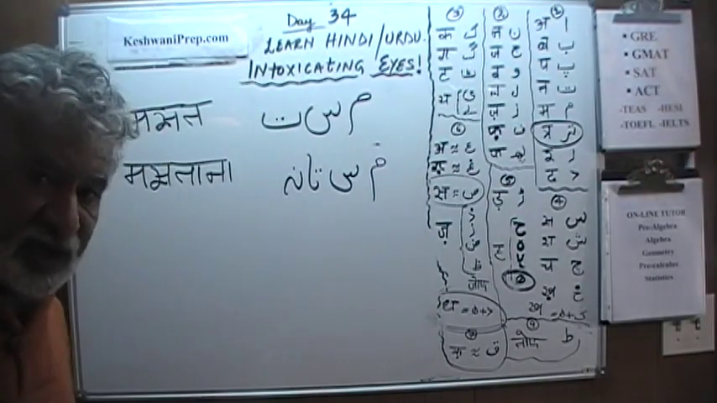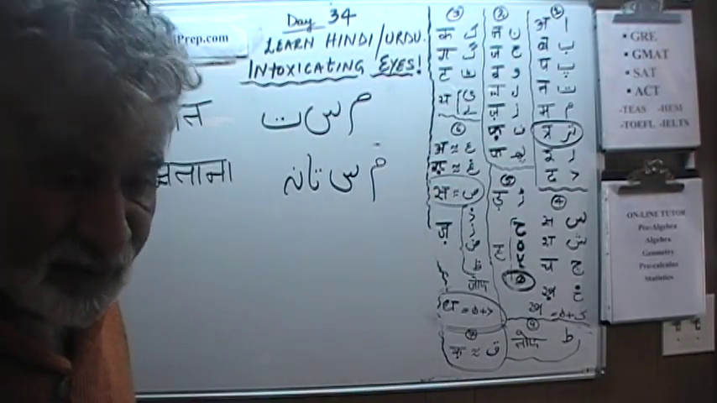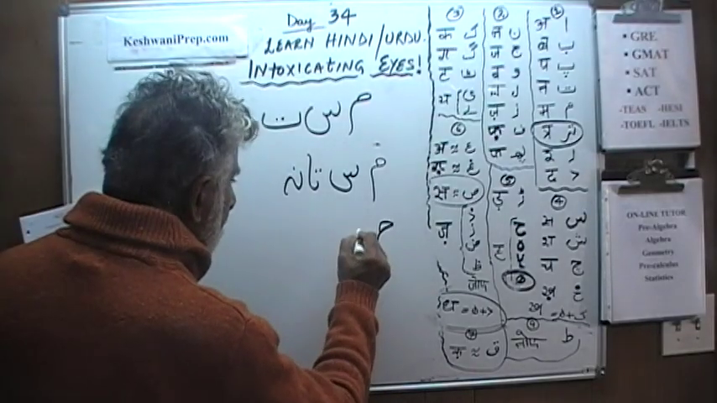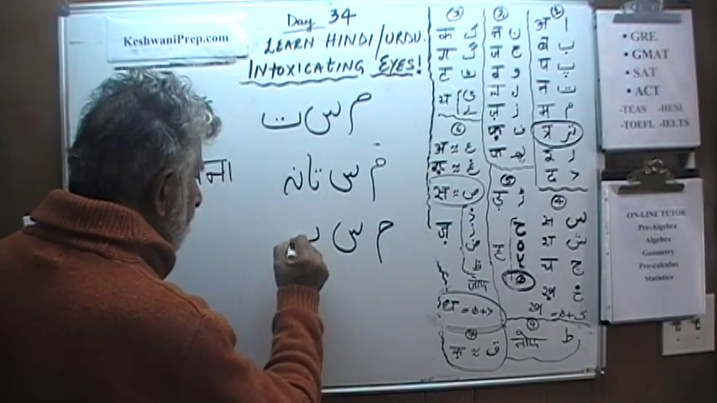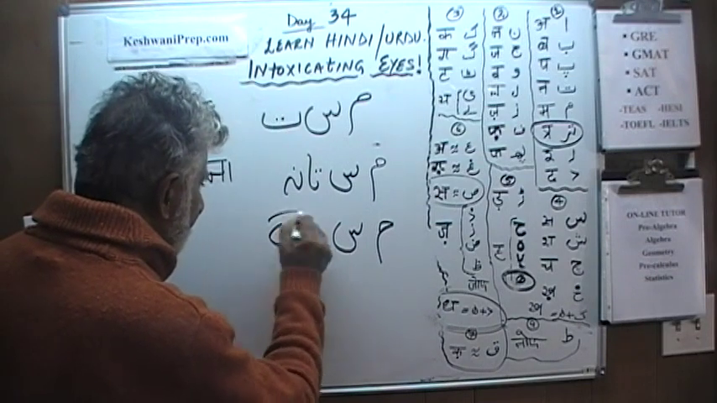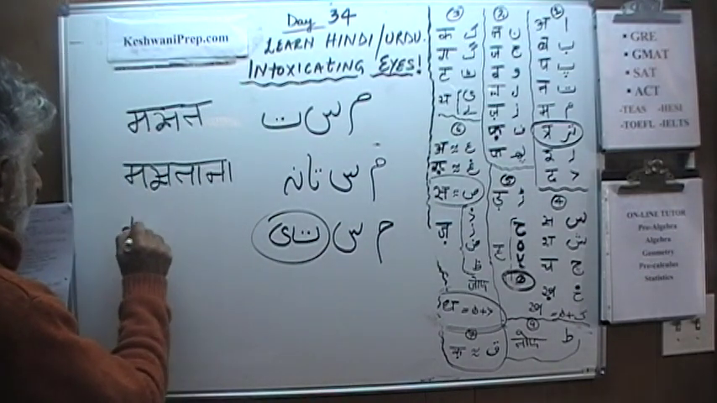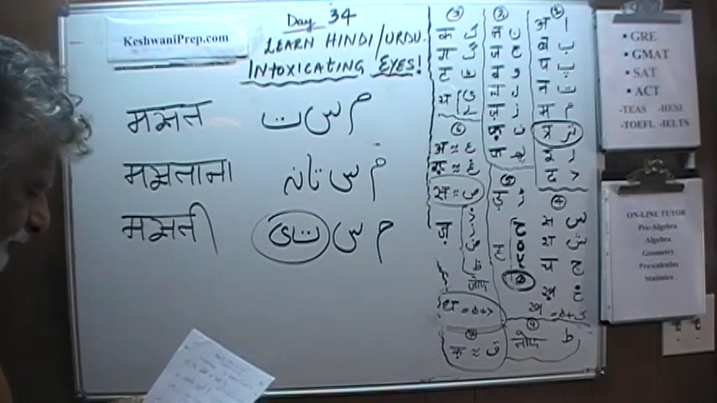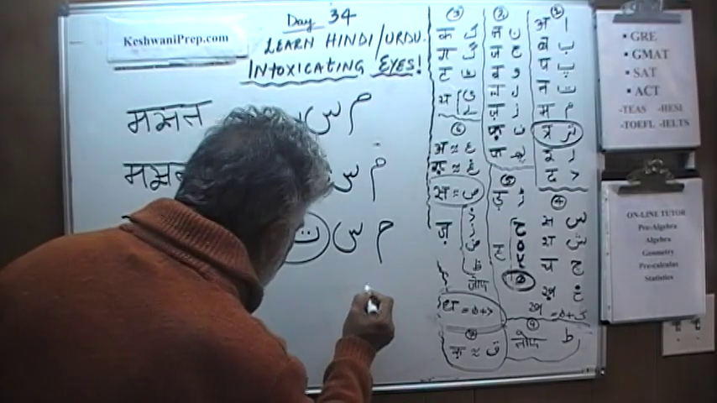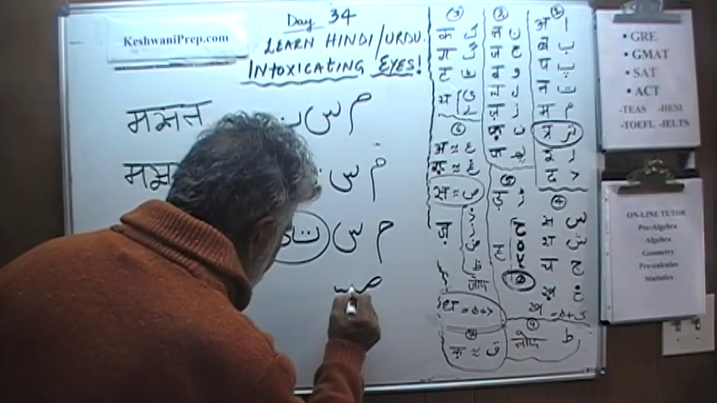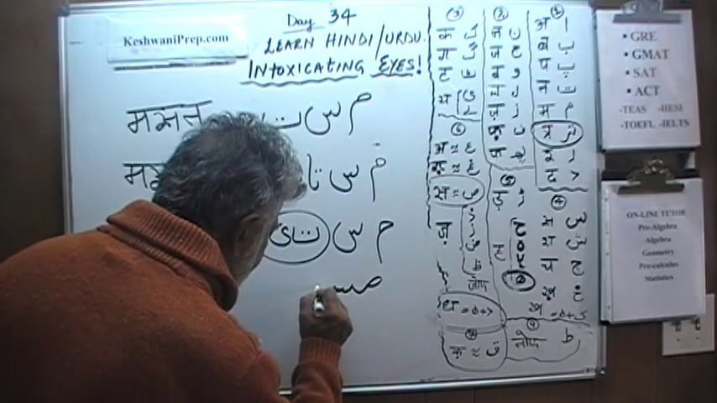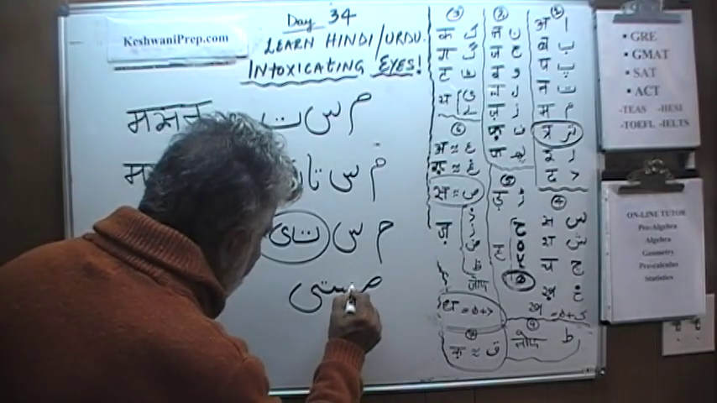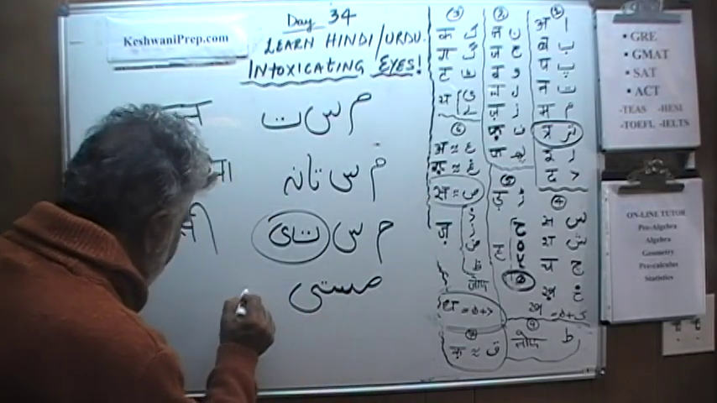The state of being drunk, intoxication, is called masti. You will write it like this: 2 for the scene, 1 more for the te, and then the choti e here. Masti. The scene that you see here with 2 loops can also be written like this.